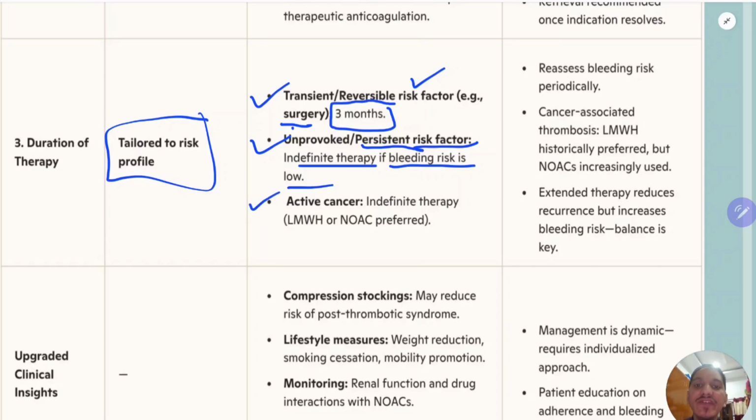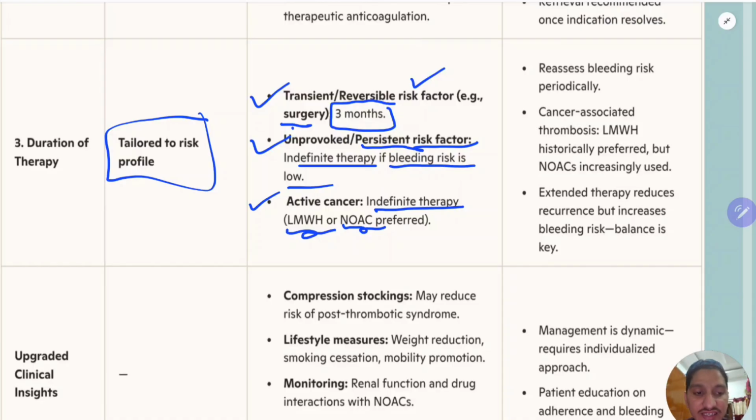Next, if active cancer is there, then indefinite therapy is required. And what will you use? Low molecular weight heparin is preferred, or you can use novel oral anticoagulants also in active cancer patients. So in one condition, when the risk is transient or reversible, the usual duration of therapy is 3 months.